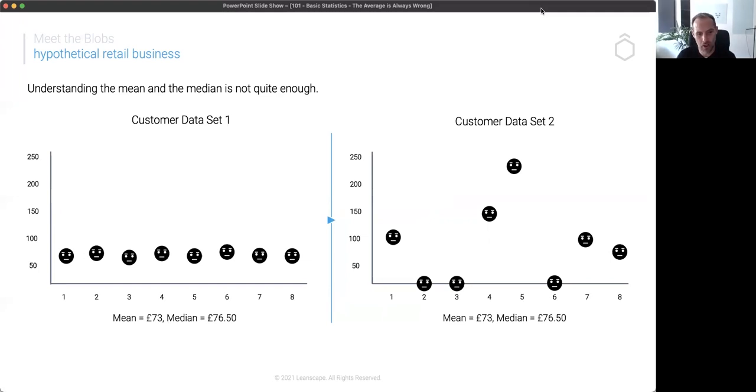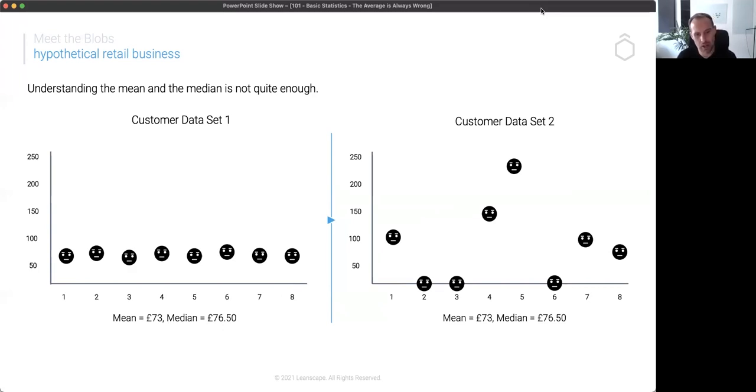So when you're looking at your data, if your data looks like the one on the right, you've got a lot more variation going on. You've got a lot of bits and pieces you need to take into account. If your data looks a little bit like the one on the left, the customer data set number 1, you can tell it's a bit closer. It's a bit closer related. So therefore, the way you can interpret that data is potentially going to be very, very different as well.